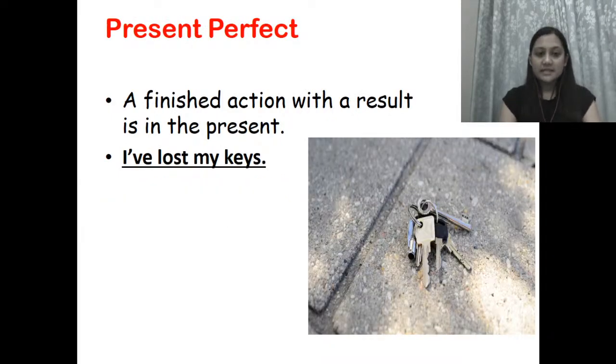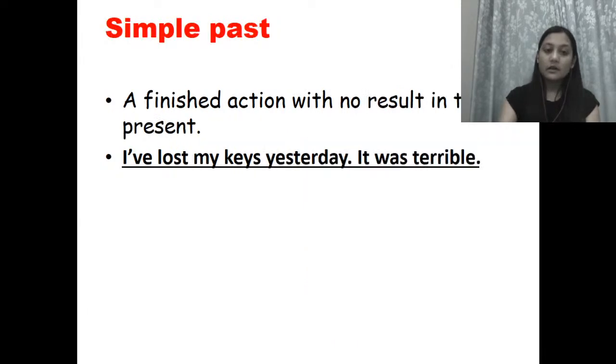Present perfect tense: a finished action with a result in the present. So you are talking about an action which happened in the past, but its result is still there in the present. I have lost my keys, and because of that I'm super annoyed. Okay, so this activity of losing the keys happened, but then you are annoyed, you're affected by it.